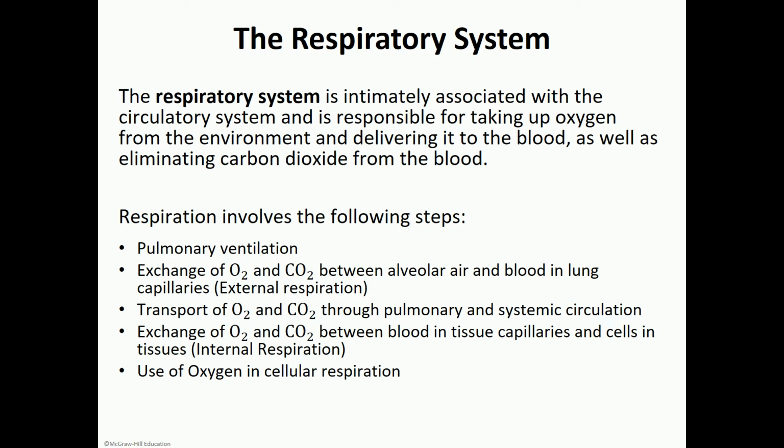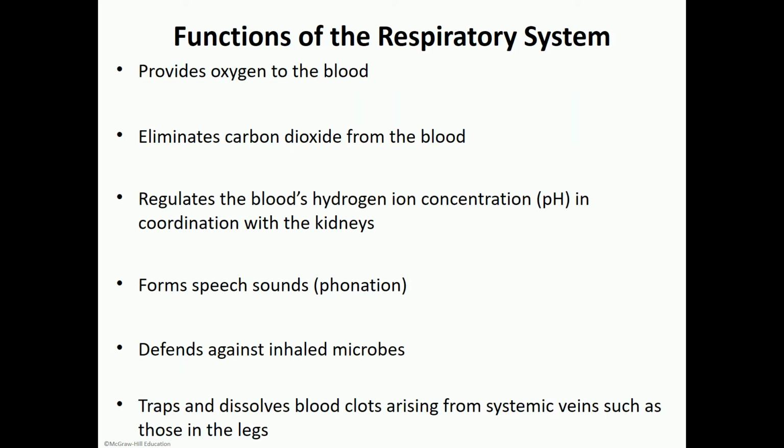And then the cardiovascular system will transport those gases, whether in the pulmonary or through the systemic circulation. There is another exchange of gas that happens at the level of the cells, and that's known as internal respiration. When the cells get oxygen, they use that oxygen for their own cellular respiration. In the process of cellular respiration, carbon dioxide is produced and then has to be delivered back to the lungs to be exhaled, and so on. The process keeps on going.